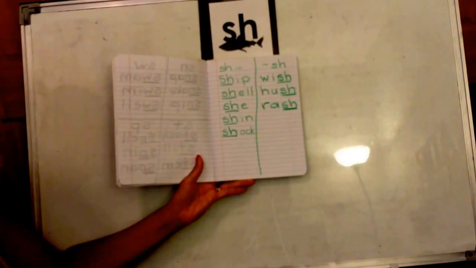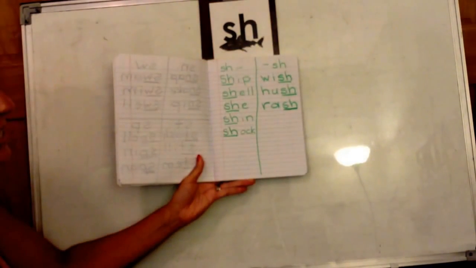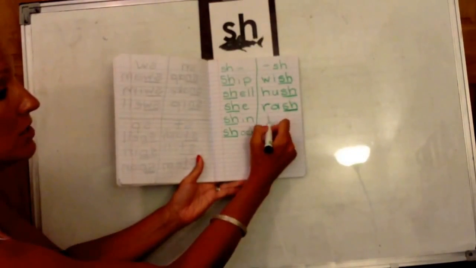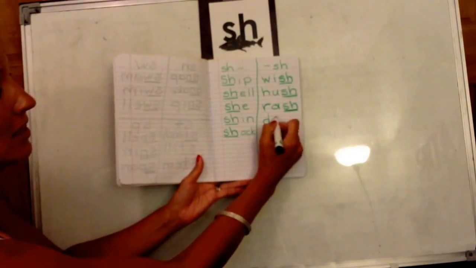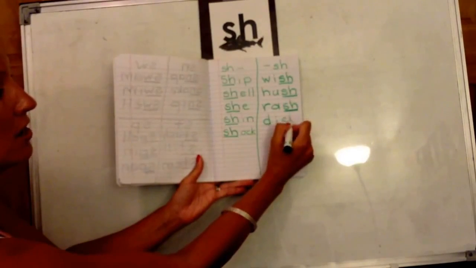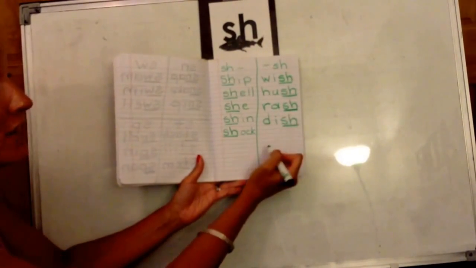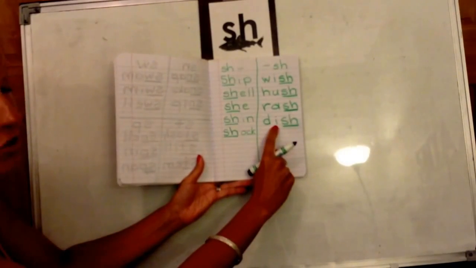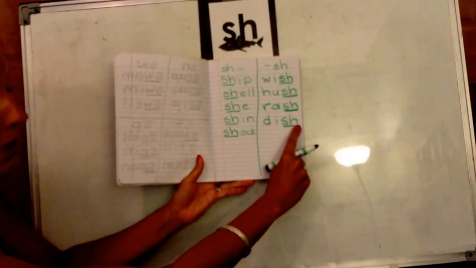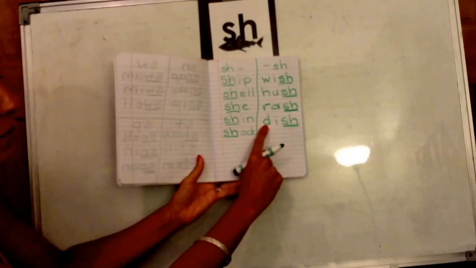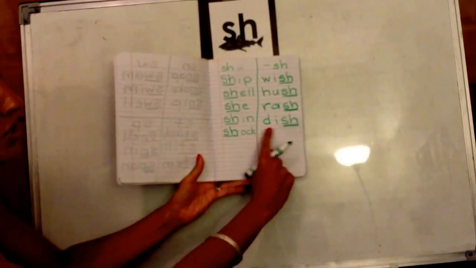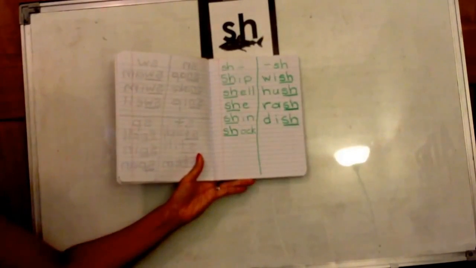Okay, another word that has SH at the end is the word dish. So I hear ish, dish. I'm going to underline SH at the end. Now some of you might also remember that it does have the ish word pattern in it. Go ahead and write DISH, dish, and underline SH, please.